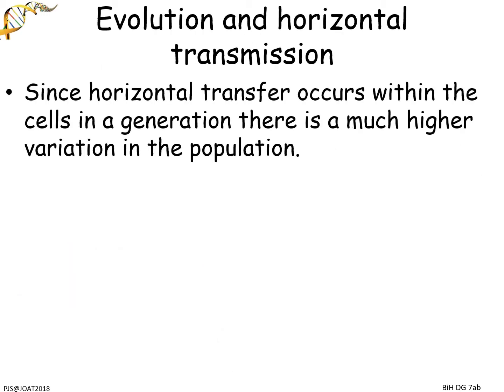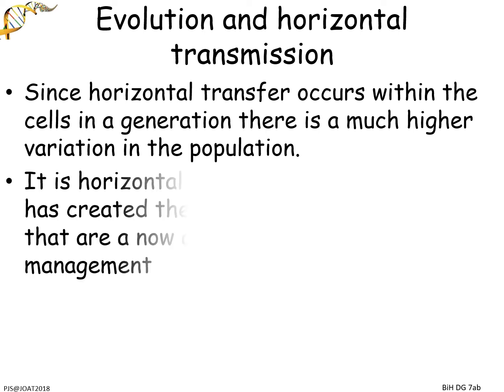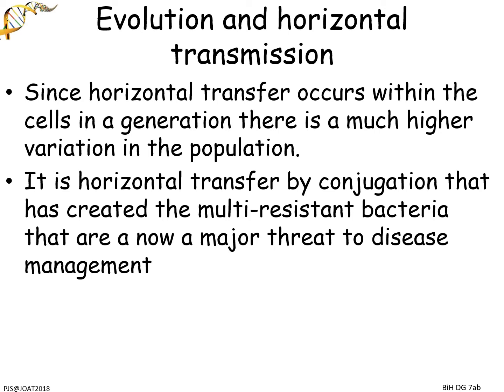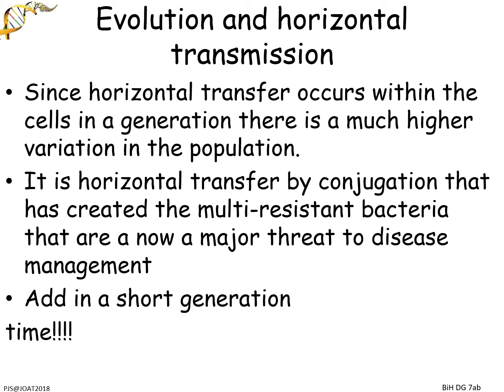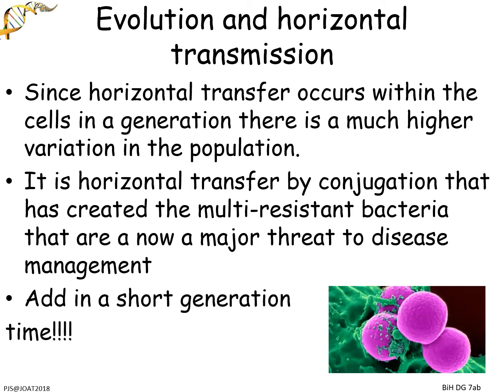This horizontal transfer means that we have a much, much greater variation within the population, and it's potentially created things like our multi-resistant bacteria. Now, a huge threat to us in terms of how we manage disease, because we've got multi-resistant antibiotics that we can't use anymore because they are no longer being effective against bacteria. And then the short generation time, we just get a huge potential for change in a short space of real time.